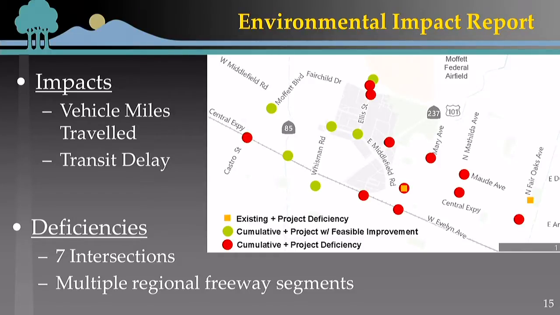As the EPC reviewed at the beginning of the summer, there was a draft environmental impact report that was released in June. There were impacts to vehicle miles traveled and transit delay. In addition, there were intersection deficiencies identified at 7 local intersections and multiple regional freeway segments. We did receive letters from 8 individuals, agencies, and organizations. The responses were provided in the final EIR in the packet, and no additional impacts were identified from comments or these precise plan revisions.